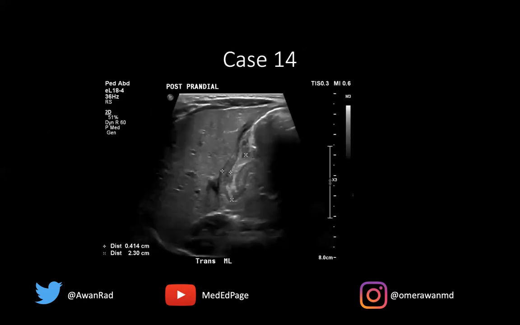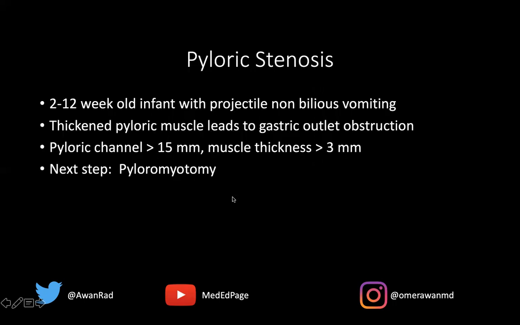Case 14, we have an ultrasound image in a newborn infant, right? We're looking at the pyloric channel here. This pyloric channel is elongated. The wall is thickened. It's more than 3 millimeters. The channel is more than 15 millimeters. Nice example of what pyloric stenosis looks like, right?